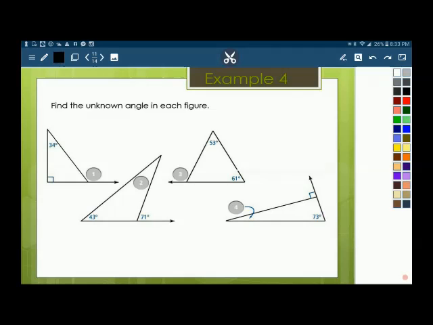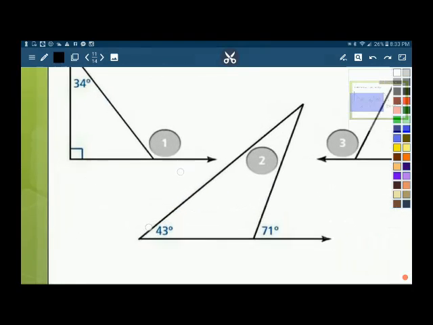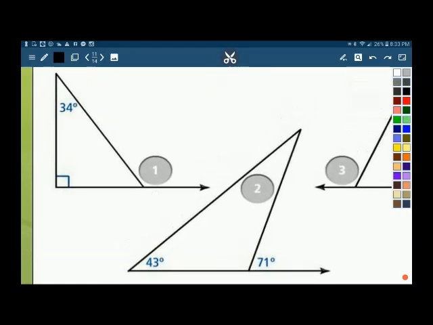All right, so I've got one more example here in which we're going to find either unknown exterior angles or unknown interior angles using the exterior angle theorem. So let's take a look at this first example here. Remember that that blue square is signifying to you that that's a 90-degree angle. So just remember the two remote interior angles. Okay, so those two are the remote interior.